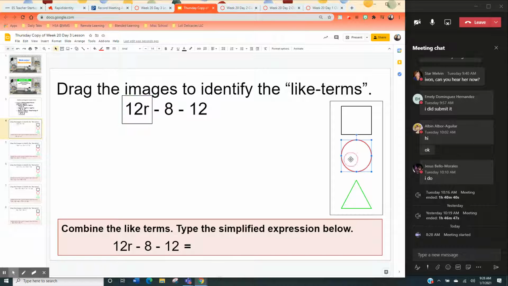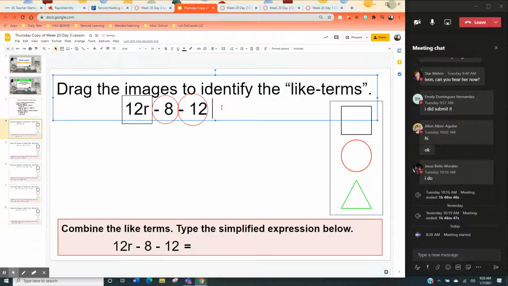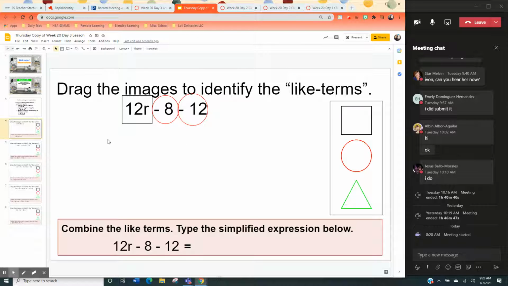Then I have minus 8. So 8 is a constant all by itself. So I'm going to go ahead and put that in a circle. And then I have minus 12. So minus 8 and minus 12 would be like terms because they are both just whole numbers. So now I'm going to go ahead and solve it. I'm not going to rewrite it because it's already written where I have my like terms together. But if my like terms were not together, then I would rewrite it.